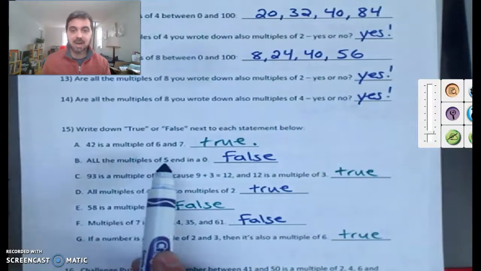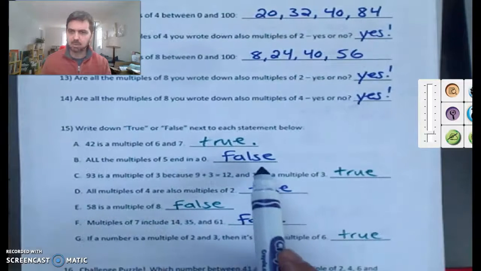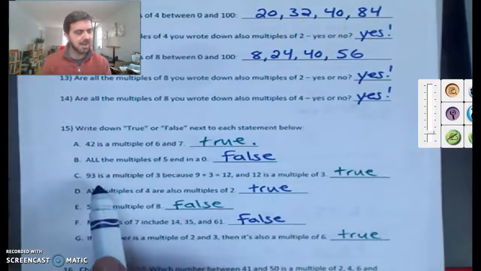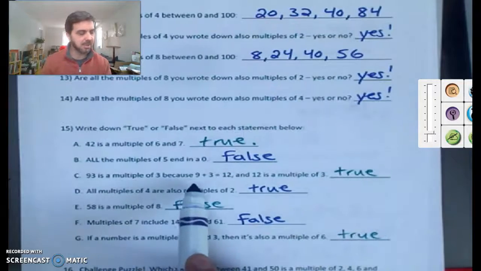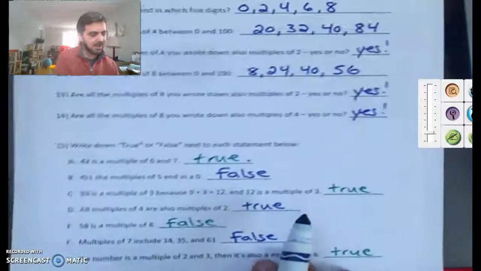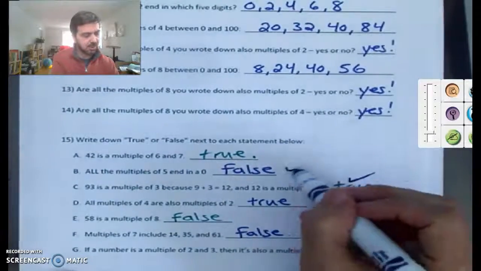All the multiples of 5 end in a 0. False. We just said some of them end in 5. 93 is a multiple of 3 because 9 plus 3 is 12. Didn't we just do this? We just did it over here. That's true. We know that's true.